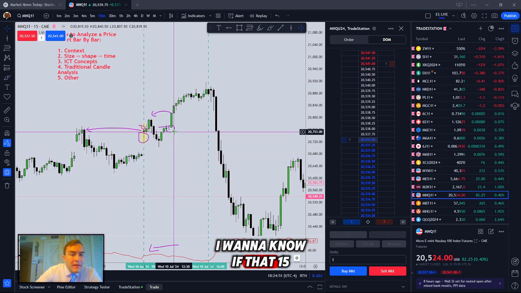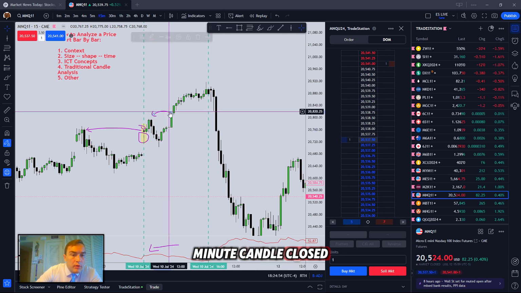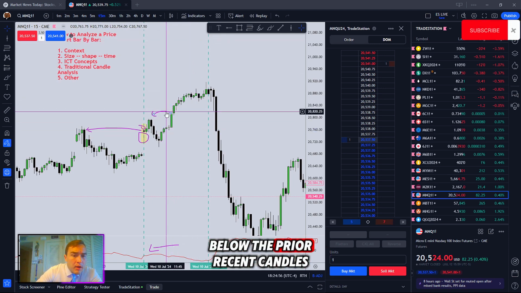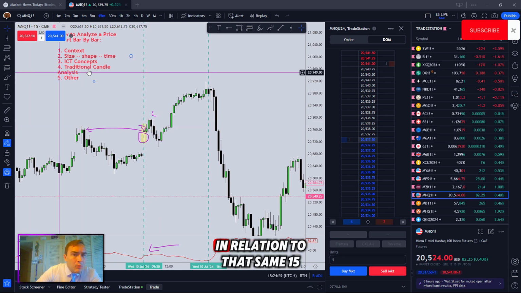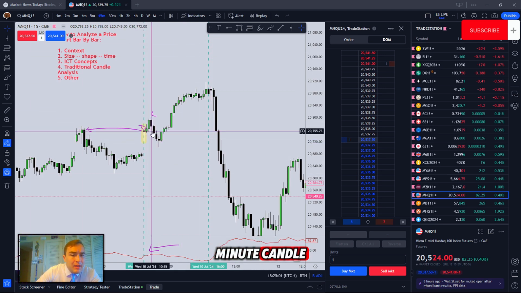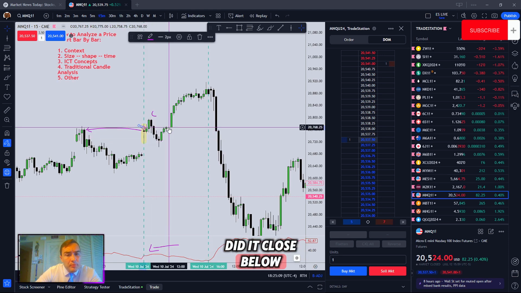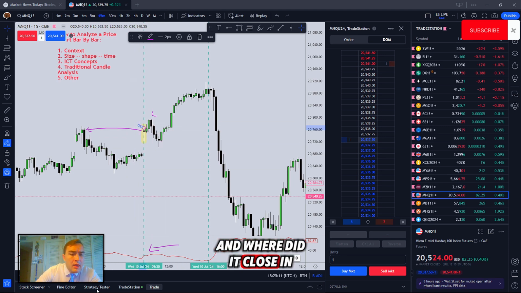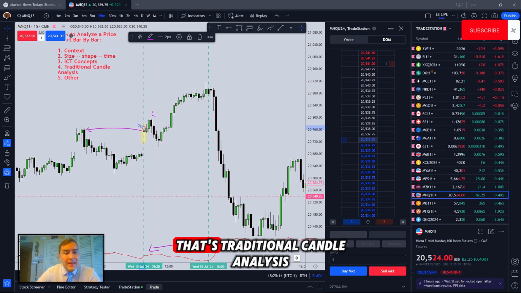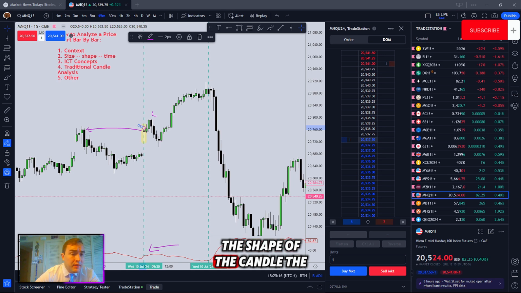I want to know if that 15-minute candle closed above the prior recent candles, below the prior recent candles. I really want to know, in relation to that same 15-minute candle, where did the market close? Did it close above that 15-minute 50% point? Did it close below? And where did it close in relation to the last candle? That's traditional candle analysis. The shape of the candle, the size of the candle, and the context of where that candle closed in relation to the prior candles. That's traditional candle analysis.